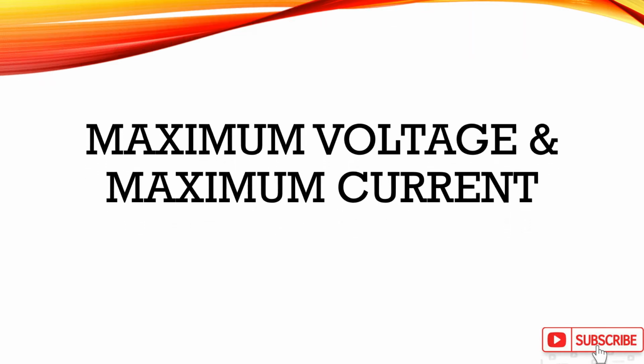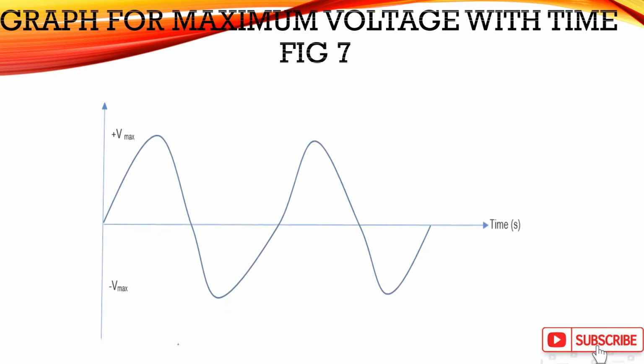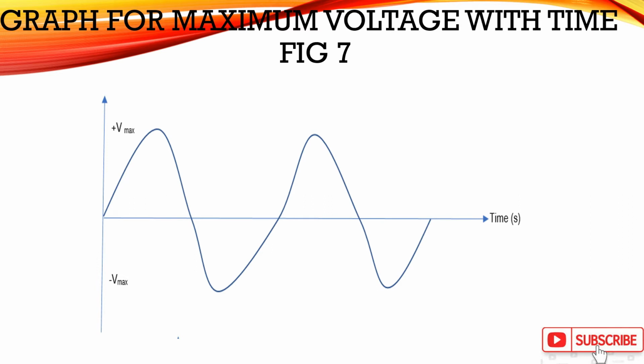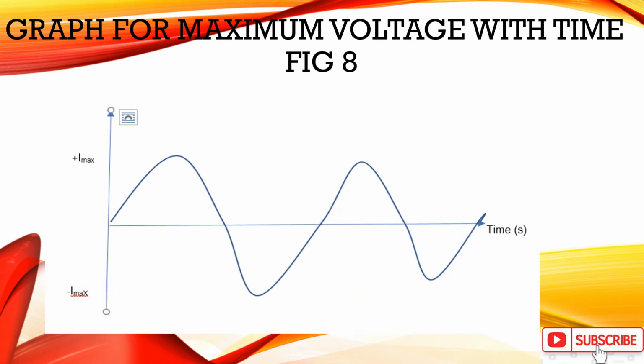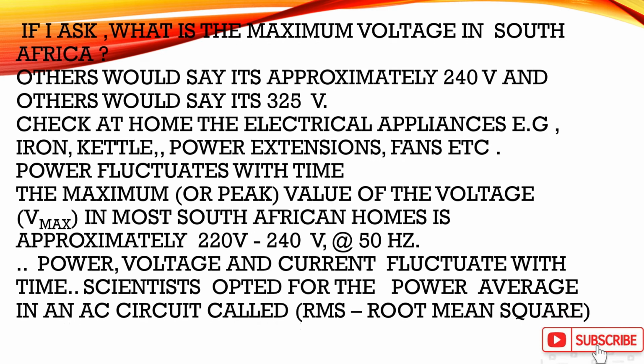Now let's have a look at the maximum voltage or peak voltage, or maximum current or peak current. In the following graph, we have the maximum voltage against time, figure 7. So it means the voltage fluctuates with time. Then the second graph, figure 8, is the graph of the maximum current that fluctuates with time.